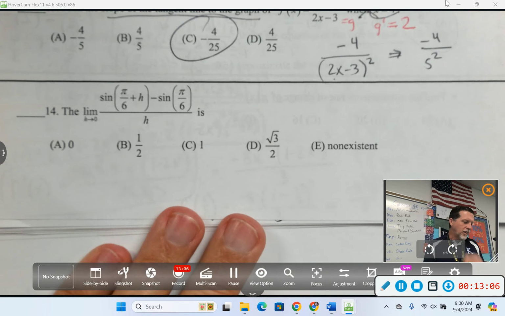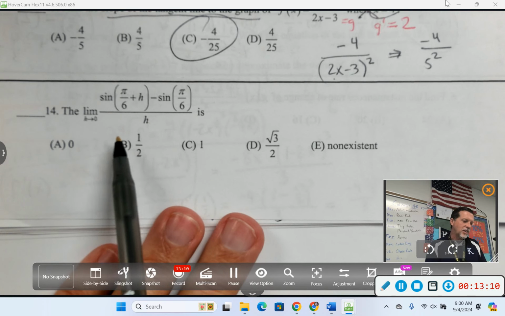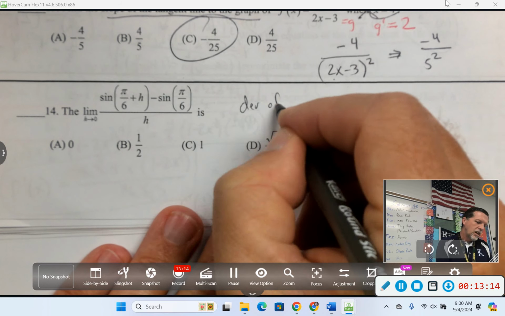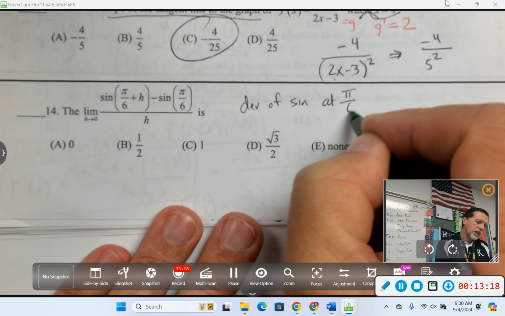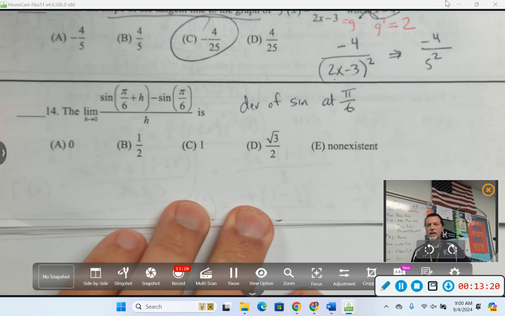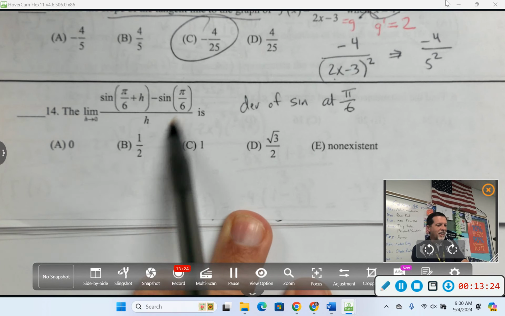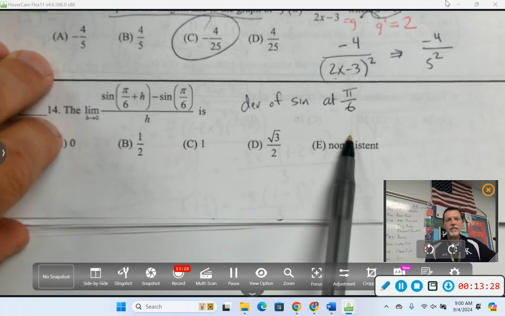Oh, 14 is not on my list of odds, but while I'm here, that sure looks like the definition of a derivative. That looks like the derivative of sine at pi over 6, right? So don't work it as a limit problem. Realize what they're trying to get at, the concept, and then take the derivative of sine and plug in pi over 6.